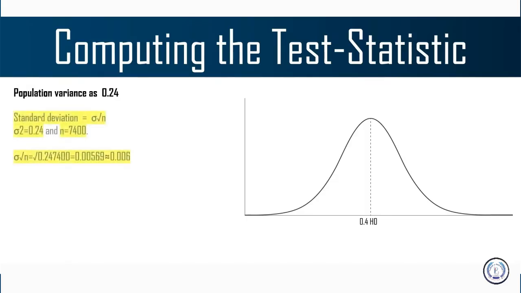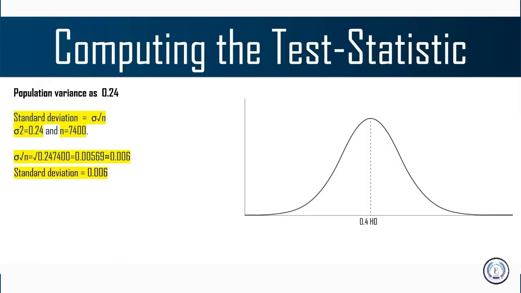Recall that from the central limit theorem, the formula for the sampling distribution's standard deviation comes out to be sigma by root n. So we can say that sigma squared, which is the population variance, is 0.24. And as we've already found the sample size, that is n equals 7400, the sampling distribution standard deviation is computed as sigma by root n, which comes out to be 0.006. So we have calculated the sampling distribution standard deviation from the central limit theorem to be 0.006.